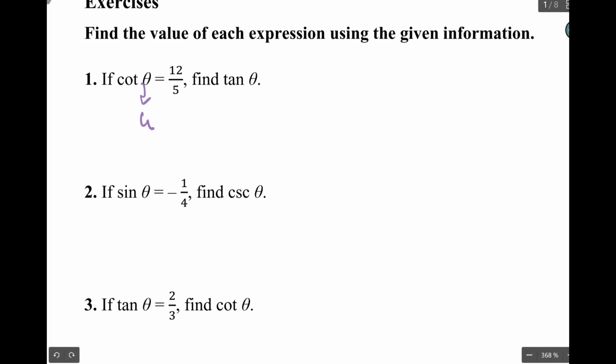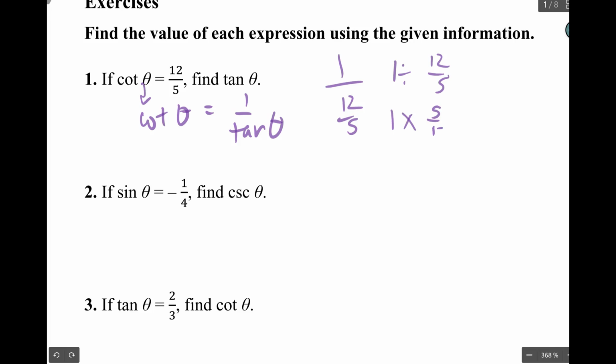You know cotangent is the reciprocal function of tangent, meaning if you flip it, you'll get tangent. So here we have 1 over 12 over 5, so you're taking 1 divided by 12 over 5. Dividing is the same thing as multiplying by the reciprocal. Or you could have just flipped it since you know tangent's the reciprocal.